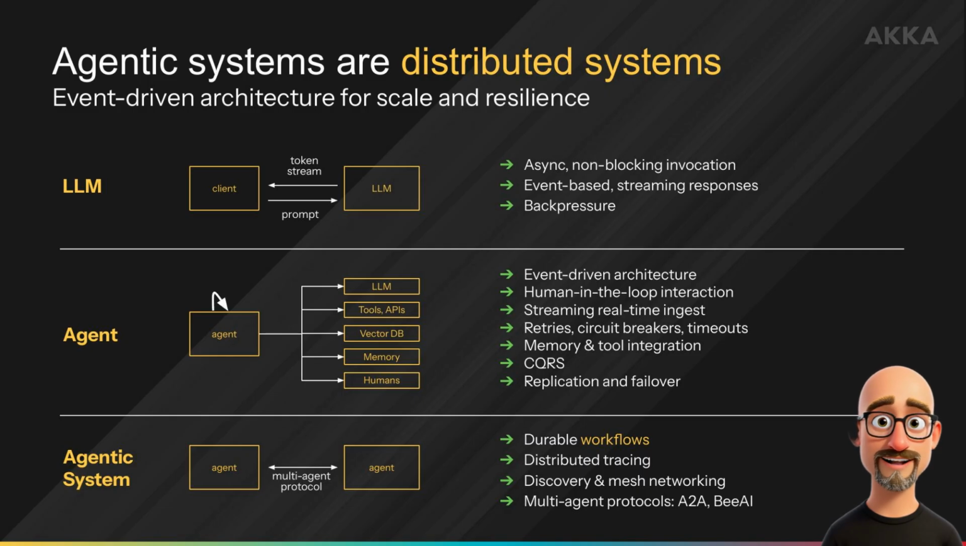Now that we've had a bit of background about what agentic AI is and how it works, let's start talking about how this all relates to event sourcing in Akka. At their core, agentic systems are distributed systems. Communication with LLMs is event-based and streaming. Agents have an event-driven architecture that can include human-in-the-loop interaction, real-time data ingestion, and resiliency tasks like failover and retry. These distributed systems also separate the read and write models, which is a perfect match for event sourcing.